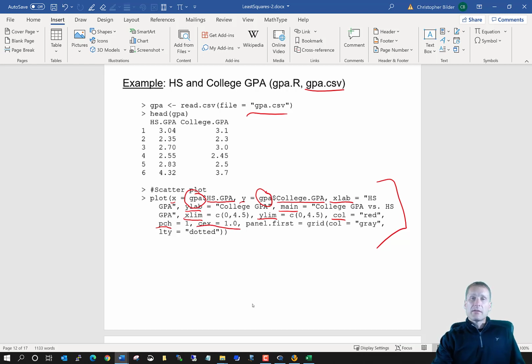cex equal 1 corresponds to wanting the plotting points to be essentially the default size, so I didn't really need cex equal 1 there. If I did cex equal 2, the plotting points would be 2 times as large as normal. And then panel.first says before you actually plot any points, let's put some grid lines on the plot. We're going to color them gray, and we're going to make the line type a dotted line.